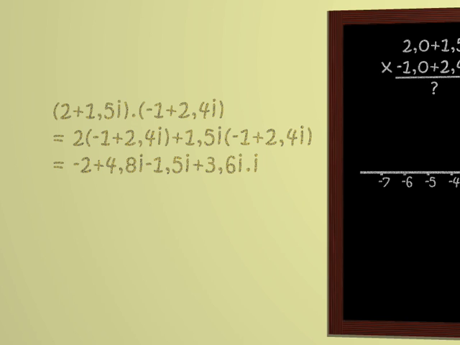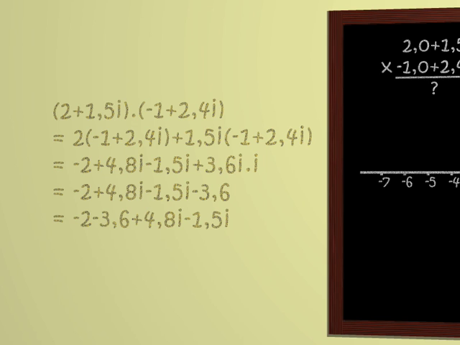But i squared is -1, since we invented i for this purpose. So we get 2 plus 4.8i minus 1.5i minus 3.6. And tidying up, that gives us 2 minus 3.6 plus 4.8i minus 1.5i, giving us in all minus 1.6 plus 3.3i.